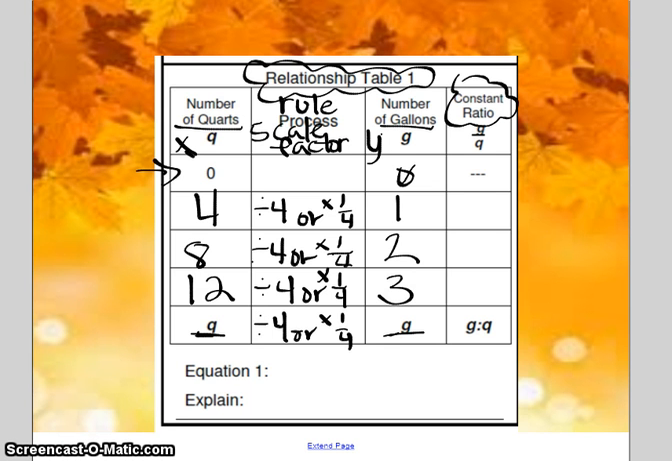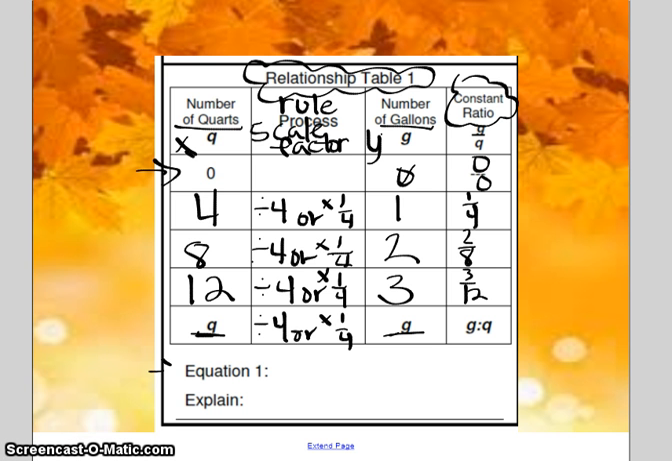Now I have my constant ratio. My constant ratio is what I am either dividing or multiplying to get to. So the constant ratio is basically what we're going to graph. Our constant ratio wants it gallons to quarts. So on my first one, I have 0 gallons to 0 quarts. My second, I have 1 gallon to 4 quarts, 2 gallons to 8 quarts, 3 gallons to 12 quarts.